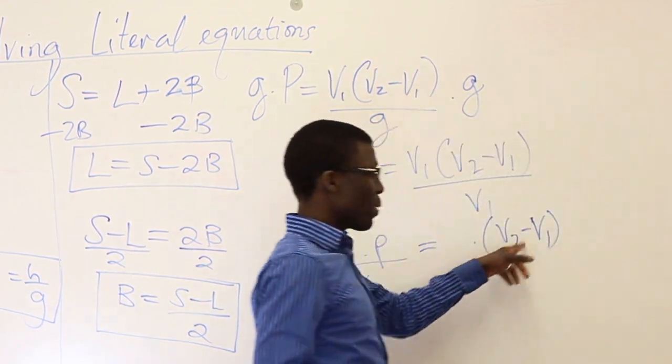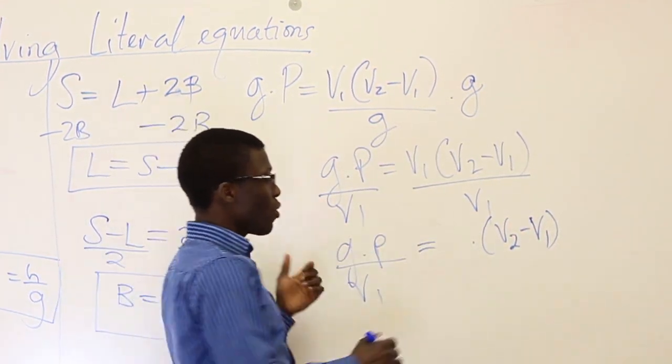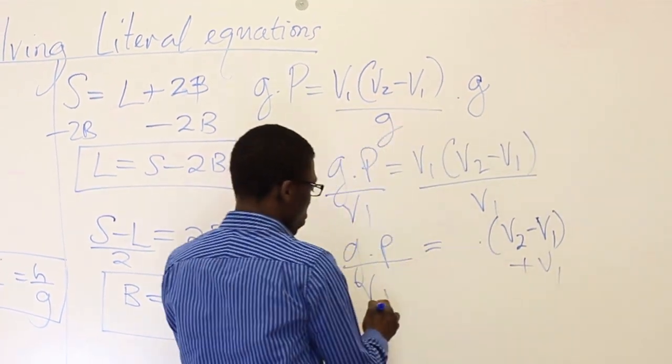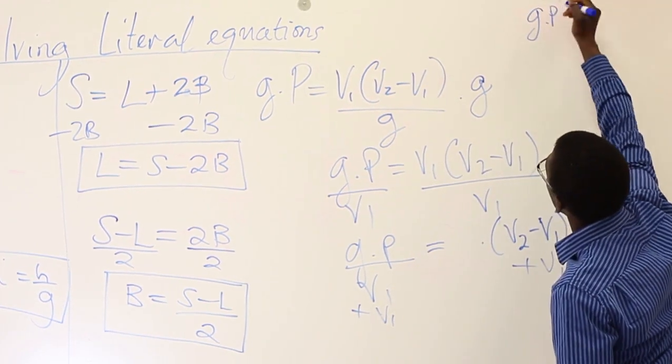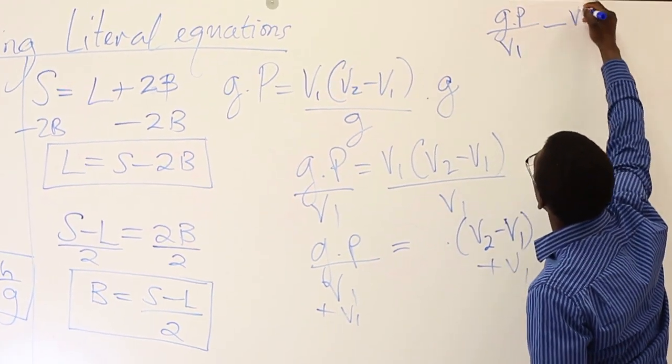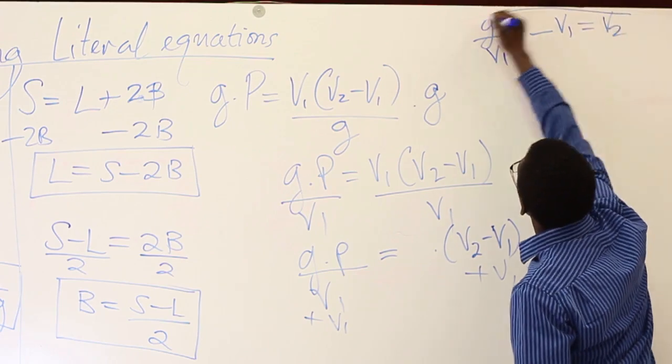You don't have to put the parentheses there, okay? But if we're solving for V2, that means we're going to add V1 to both sides. So our final answer would be GP over V1 minus V1 is equal to V2.